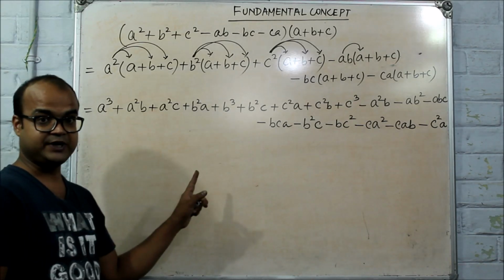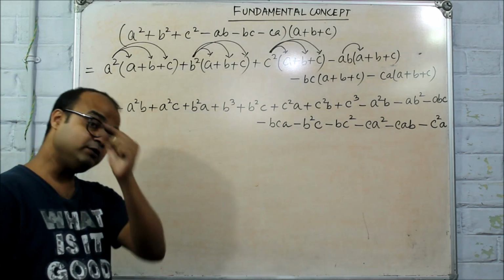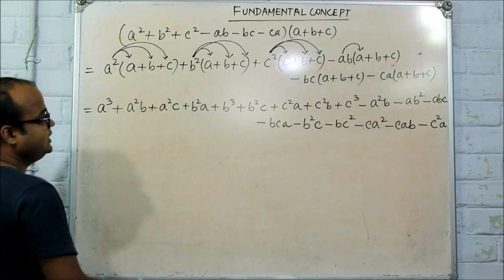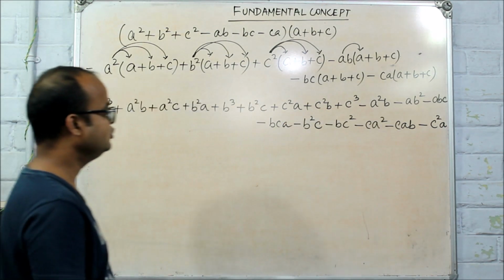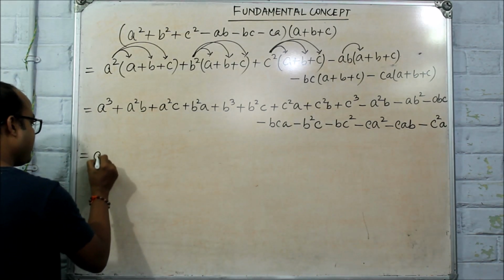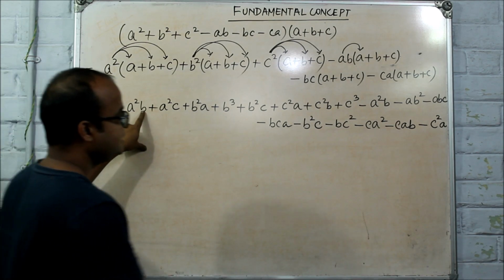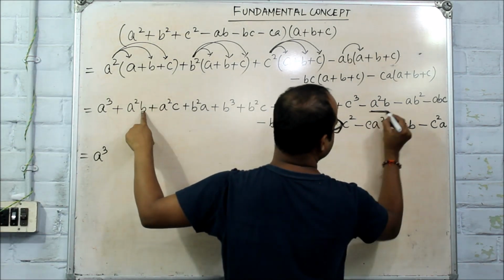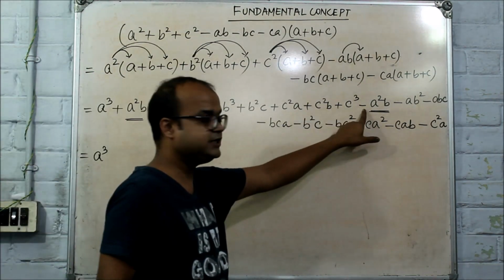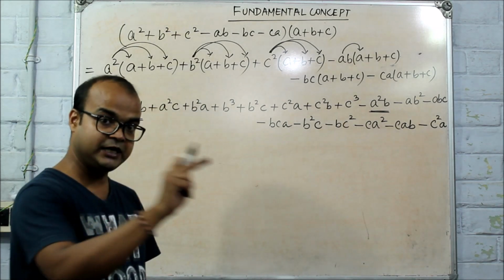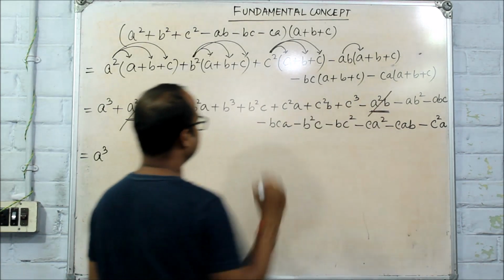Now we simplify. There are so many terms, so be very cautious while simplifying. Now see, a cube, is any a cube there? No, so we write a cube. A square b, and see here a square b, plus, and this sign is minus. Same term, but they are of opposite sign, so they will cancel each other. So we cancel a square b.